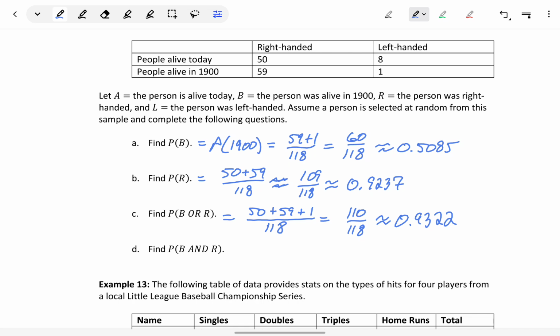In part D, we want to find the probability that someone was alive in 1900 and was right-handed. Now we need both of those statements to be true. And in this case, the table helps us zero in on those 59 people who meet both of those conditions. So our probability would be 59 over 118, or approximately 0.5.